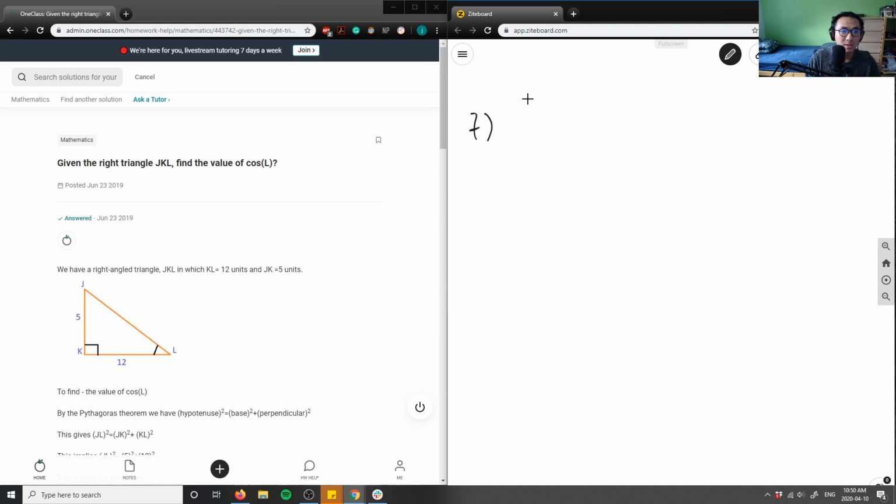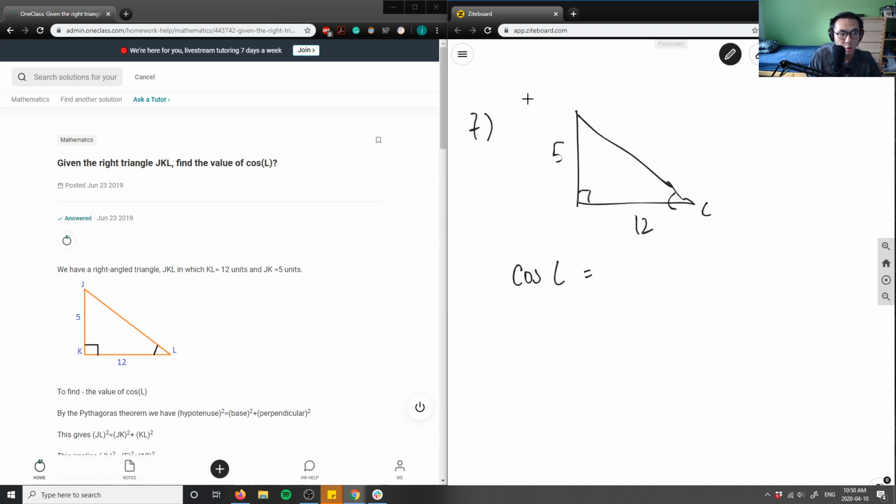This is 7. So given the right angle JKL, what is the value of cos L? So this is very similar to our last problem, so I'm going to speed through this a little bit faster. This is 5. This is 12. And I want cos L, right? This here is L. Cos L. So again, cosine here equals adjacent over hypotenuse, right?